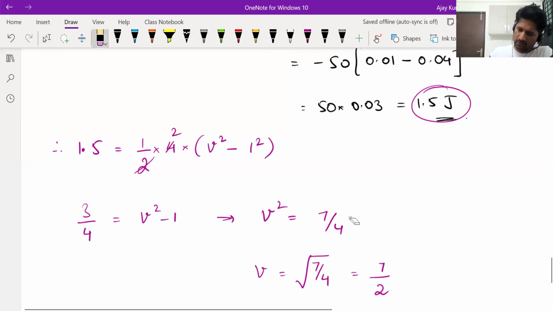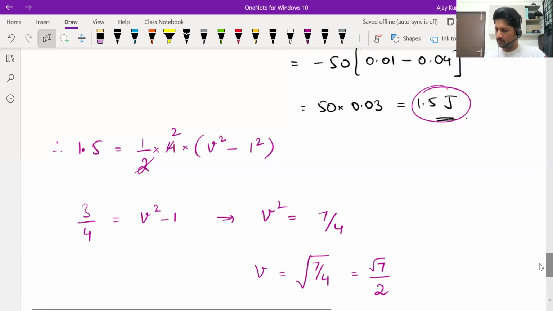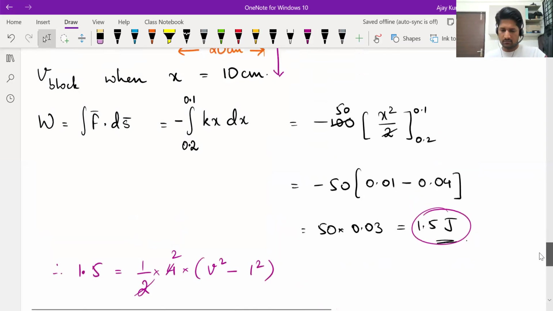Pawan, is this what you got? Is this what you told as 1.32? Yes, sir. Okay, correct. Saket, where did you lose your way? So, very first step, sir.